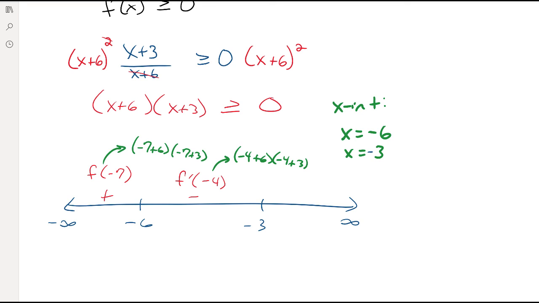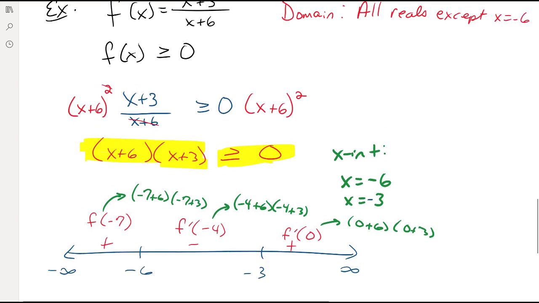Then lastly, we can have f of 0. 0 is bigger than -3. And what does that lead us to? Once again, I'm plugging my x value in here, and I'm trying to see what the sign is going to be. That's going to be (0 + 6), which is positive, times (0 + 3), which is also positive. A positive times a positive is a positive. Okay. So what sign are we looking for? What sign are we looking for? We're looking for the plus sign.